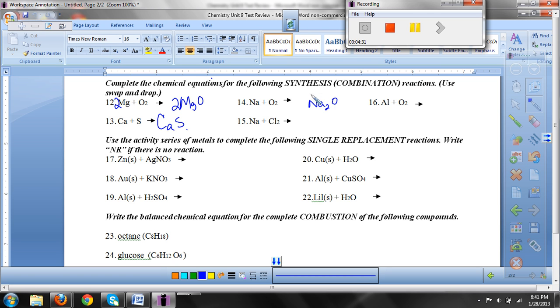Now, where did that 2 come from? Well, this is a +1 and a -2, so I did a swap and drop because it did not add up to 0, so I had to. It is not balanced, however, so I'm going to put a 2 there and a 4 there. Sodium plus chlorine is going to give me NaCl. +1, -1, no need to swap and drop because that adds up to 0. I need to realize that I have 2 chlorines, so that causes a 2 to go there, but then that makes me have 2 sodium, so I need a 2 there.